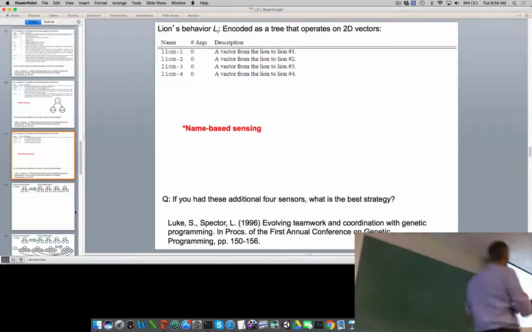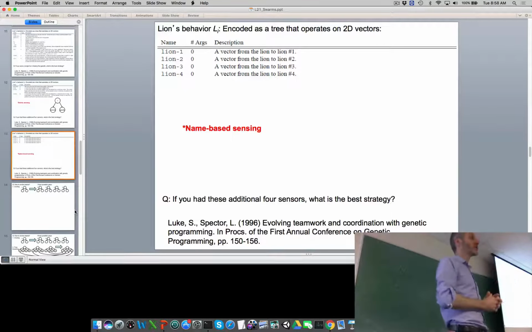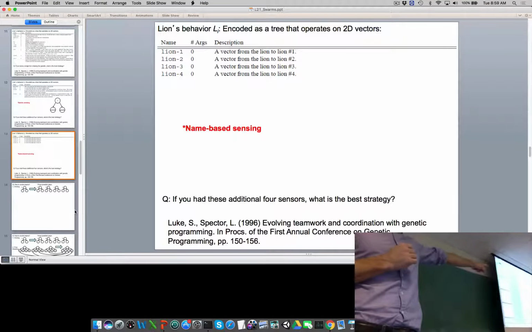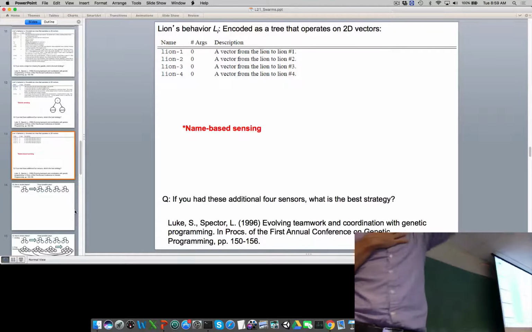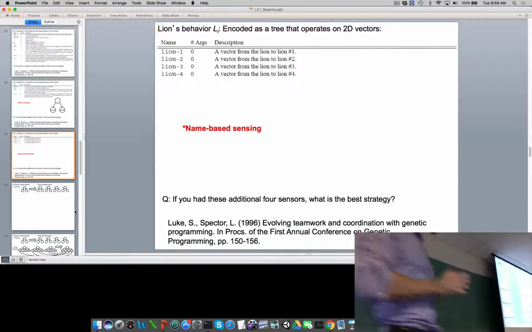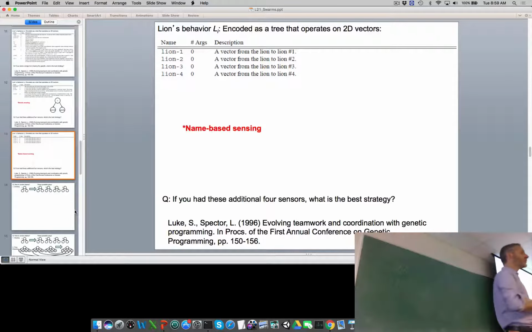So now there are 4 additional sensors, L1, L2, L3, and L4. If any one of those is in your controller, for example, L1, it will return the vector that connects lion 1 to the gazelle. If I'm lion 1, it's the vector that connects me to the gazelle. If I'm lion 3 and lion 1 is over here, I execute L1, which is the vector that connects lion 1 to the gazelle, and I, L3, have that piece of information, right? So this is name-based or absolute sensing.